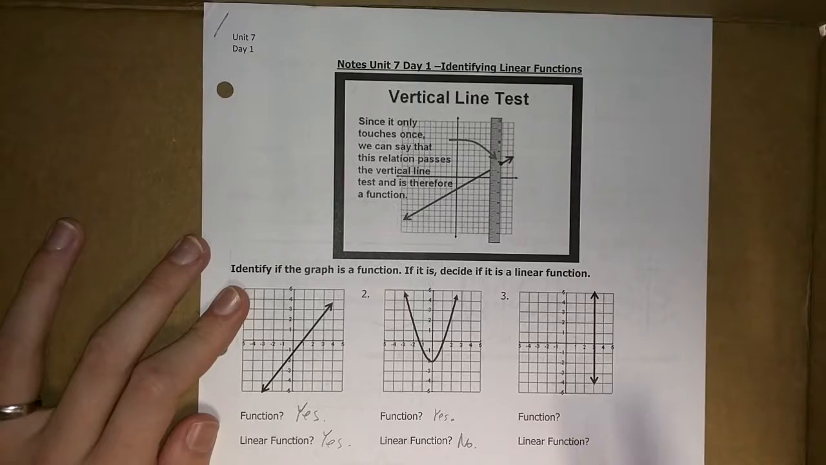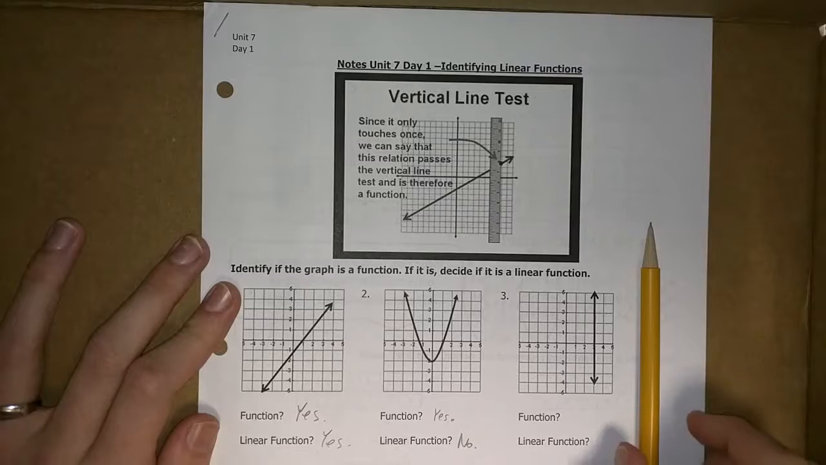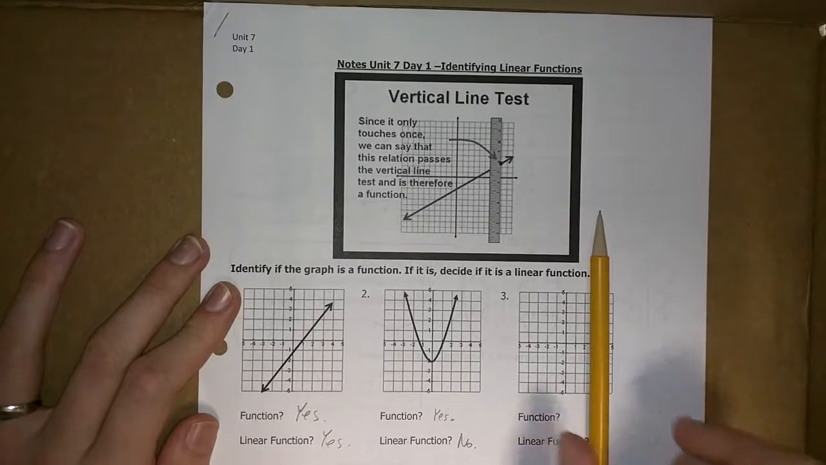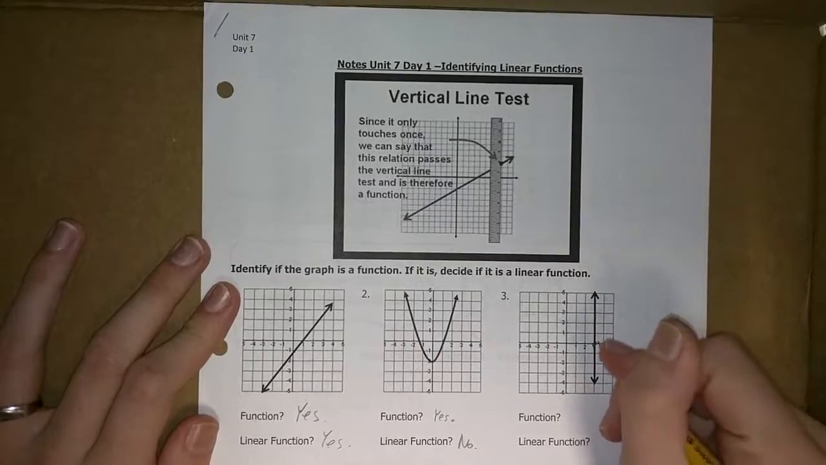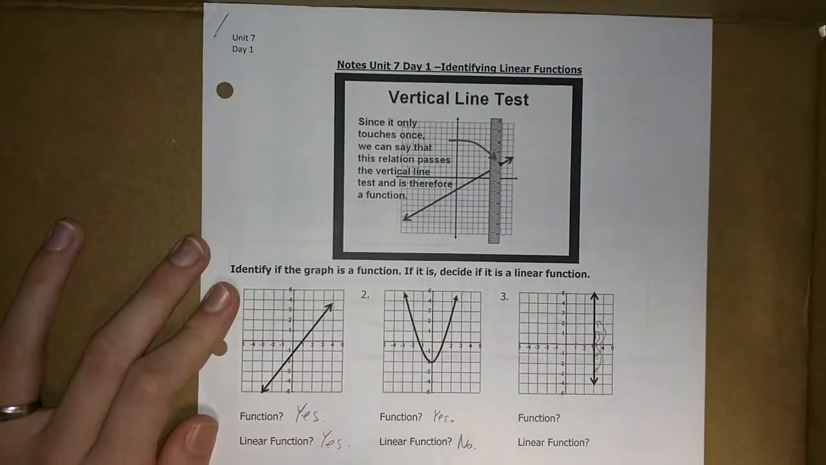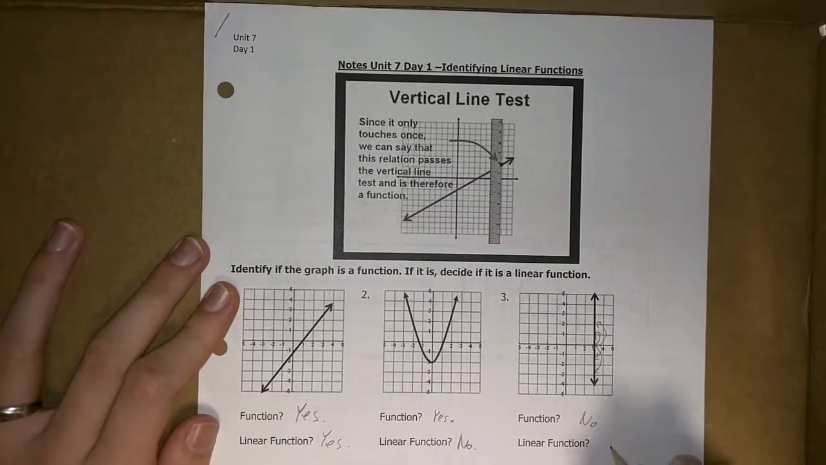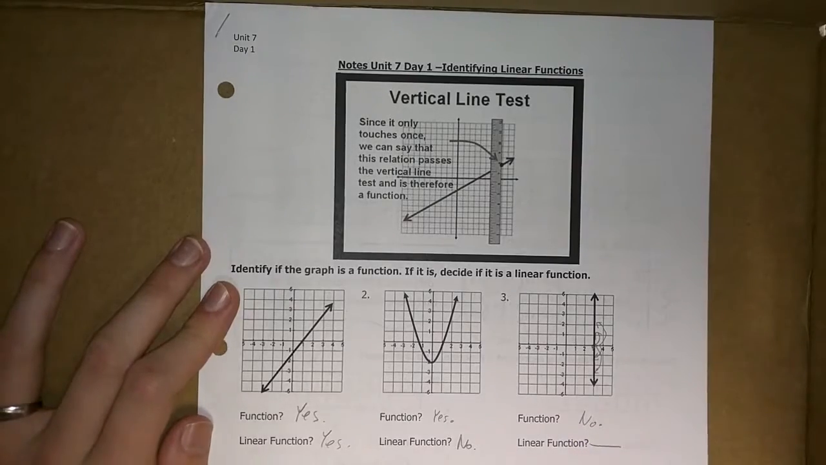All right, number three, is it a function? Could I put a vertical line and never cross this thing twice? As a matter of fact, I can't. There's one place I could put it, right on top of it. This x right here has lots of different y values that match up with it, so this one is not a function. And so it can't be a linear function, because it's not a function at all. So we're just going to leave that one blank. We only go on to the second question if it is, in fact, a function to begin with.